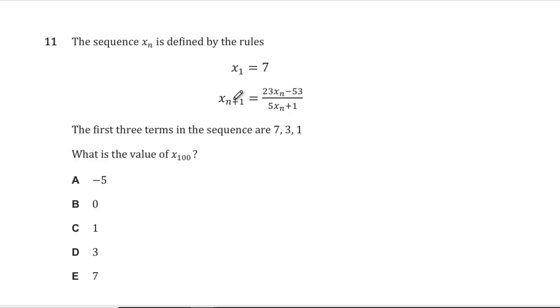11. So we're on to the second half. Sequence xn is defined by the rules x1 is 7, xn plus 1 is that horrible looking thing. The first 3 terms in the sequence are 7, 3, 1. What is the value of x100?